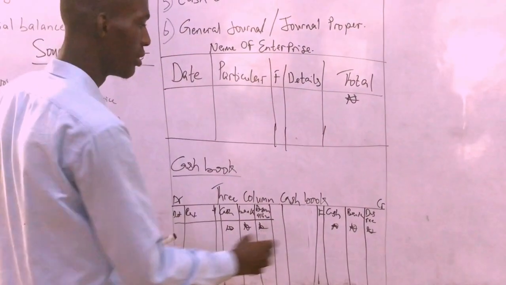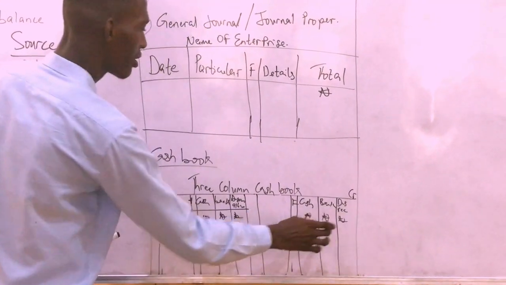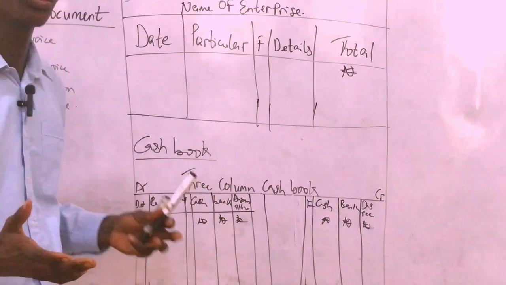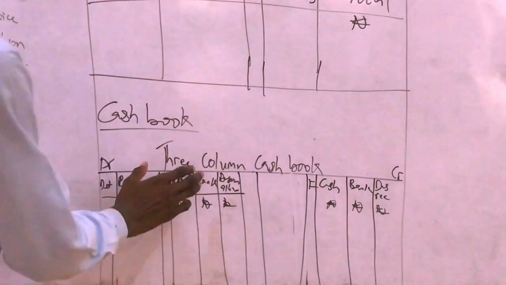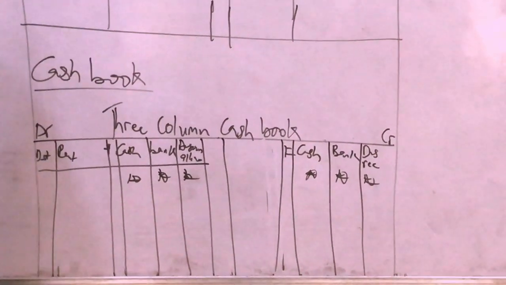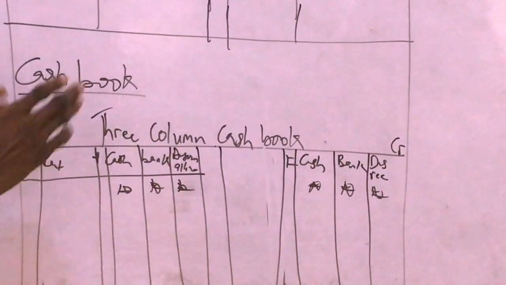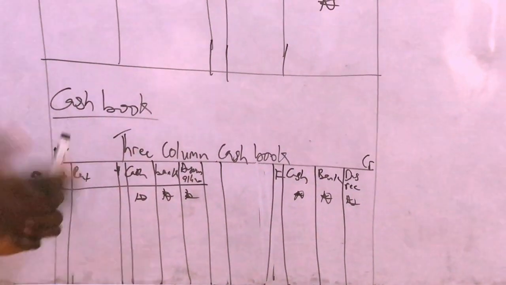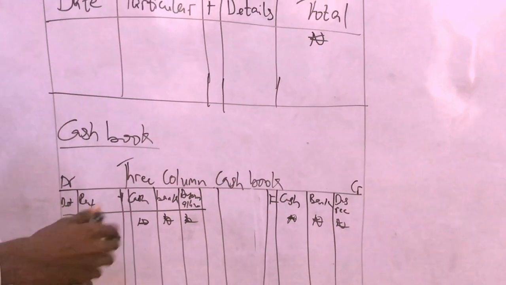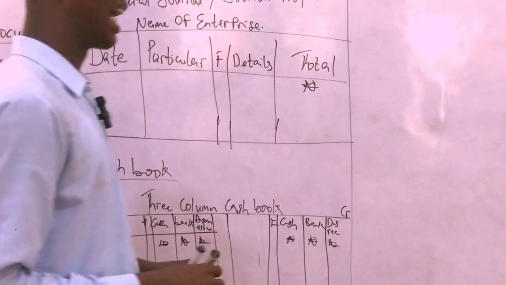But for two column, the discount received and discount allowed will not be part of it. For single column, you just write only one amount, which consists of only cash. So that is that about that. It's a topic on its own. Maybe perhaps in the future I will make a video on how you can solve a cash book.